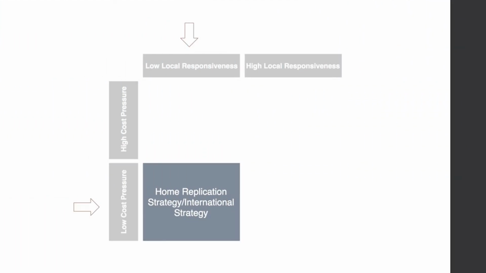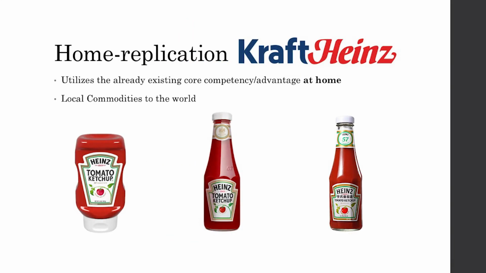First is the two lows, the low cost pressure and the low local responsiveness. That is the home replication or the international strategy. So an international company may sell their products to different countries, but they're not necessarily localizing their business strategies to invest heavily on global integration. One example of that would be Kraft Heinz. I selected the Heinz ketchup.